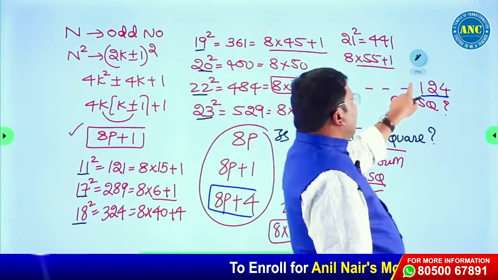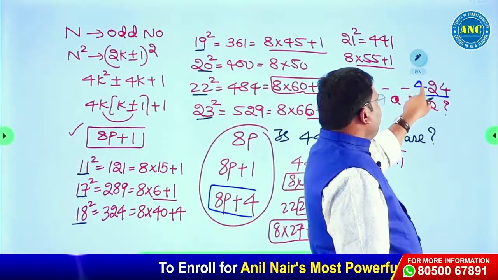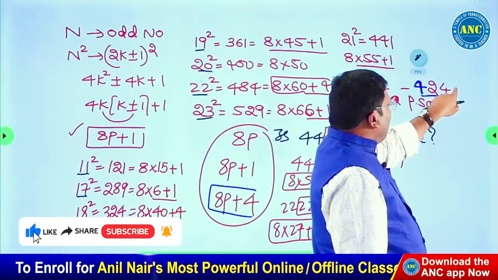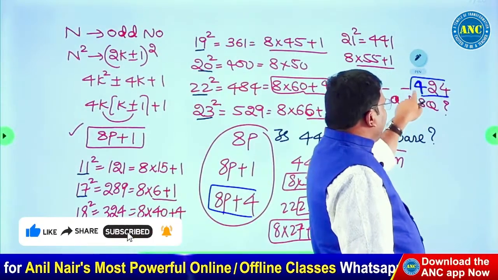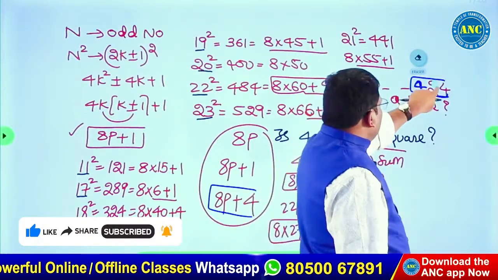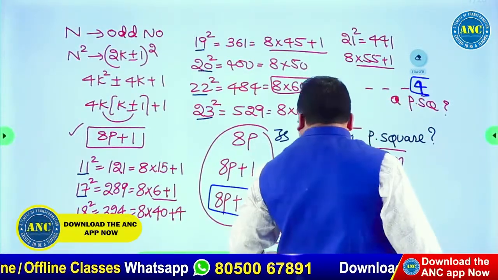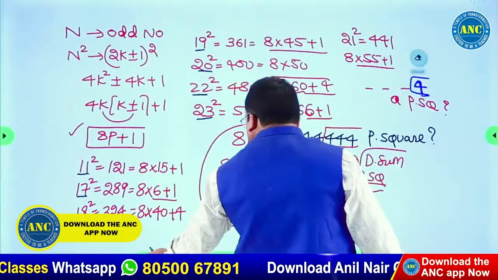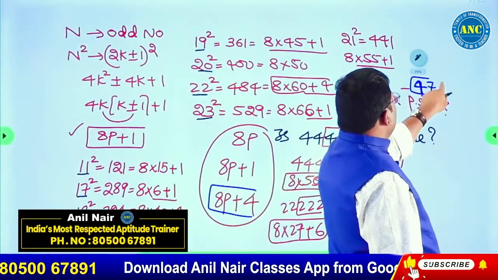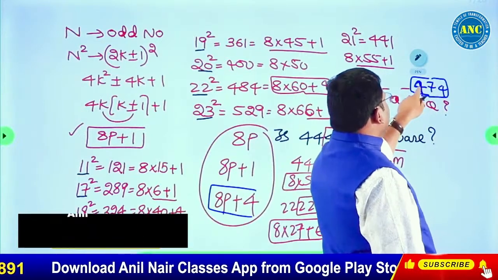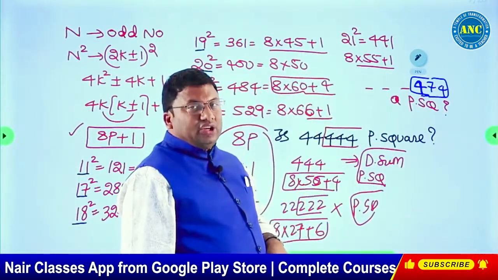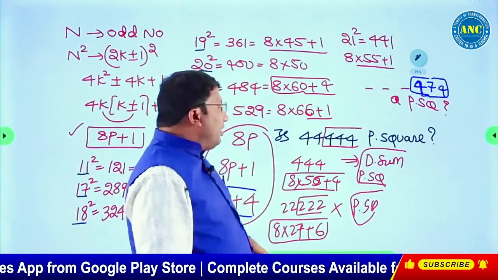Suppose if I take it as 424, or let me discuss another logic, 474. That also will be the next logic. 474, what will be the answer? 8 fives are 40, 74. 8 nines are 72, 2. It cannot have remainder 2.